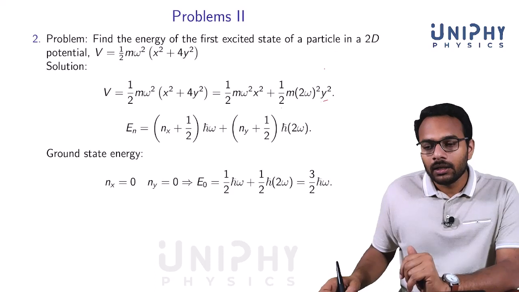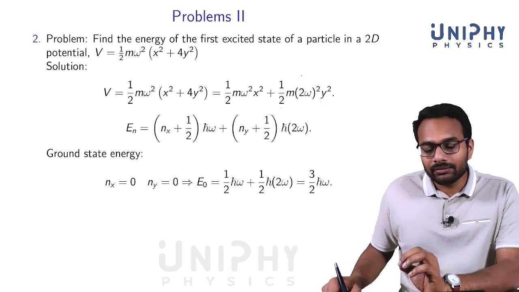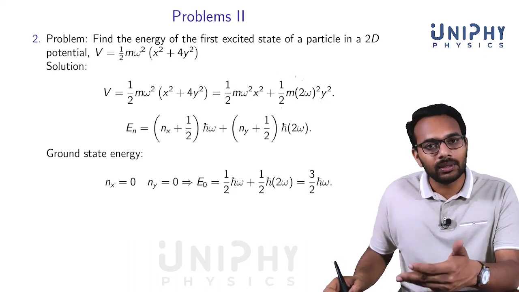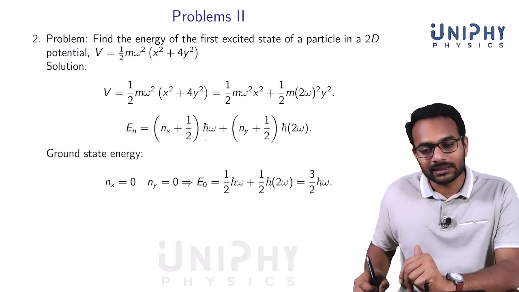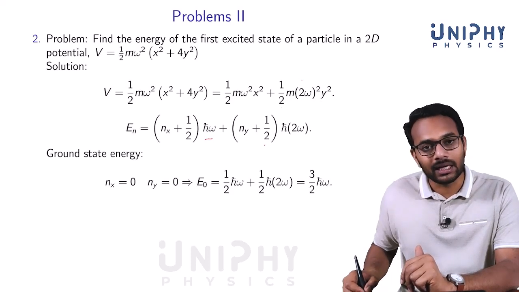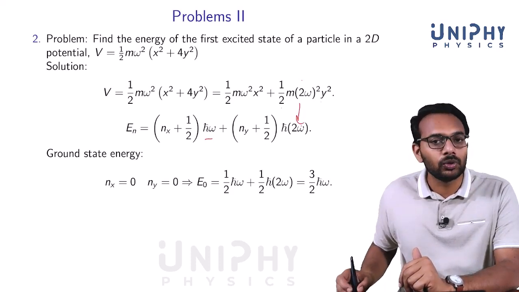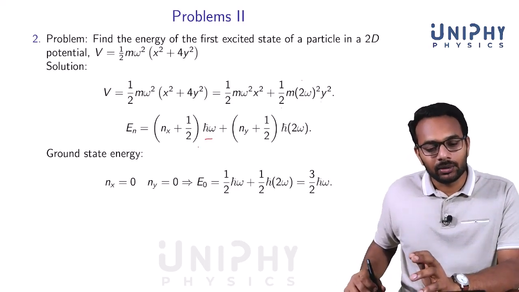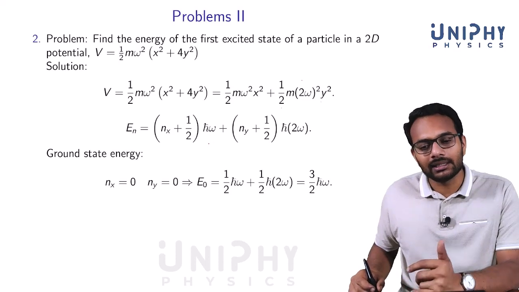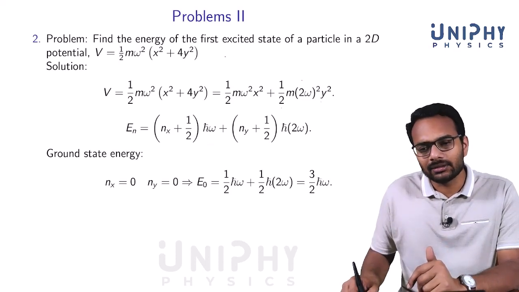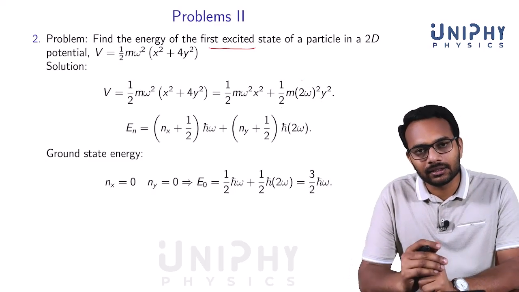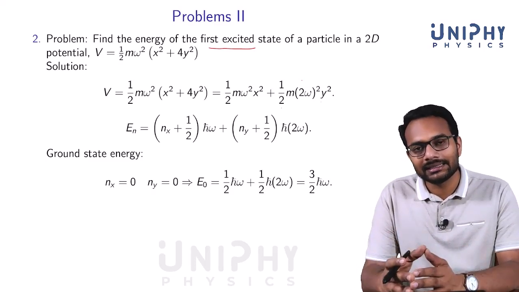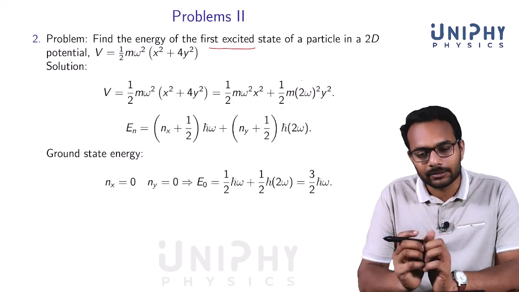Now once you have this, we have the frequency in the x direction and the frequency in the y direction. It's a simple matter to find the energy. It's (nx plus half) h cross omega plus (ny plus half) h cross times the frequency, which is 2 omega, twice the frequency in the x direction. They have asked only for the first excited state, but let's find the ground state, the first excited state and the second excited state.